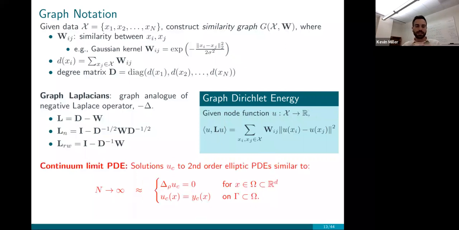This has intimate connections to what we'll call the continuum limit of the discrete graph-based semi-supervised problem. And we'll dive a little bit more into this, but the main point here is that there are intimate connections between this continuum limit PDE formulation of the graph-based problem and the discrete one, where one is seen as the limit as you take an infinite number of nodes.